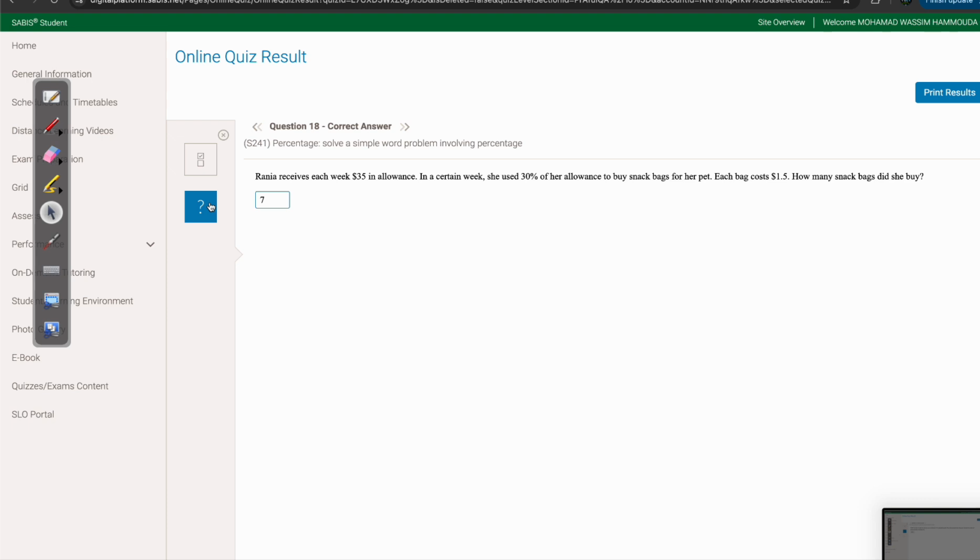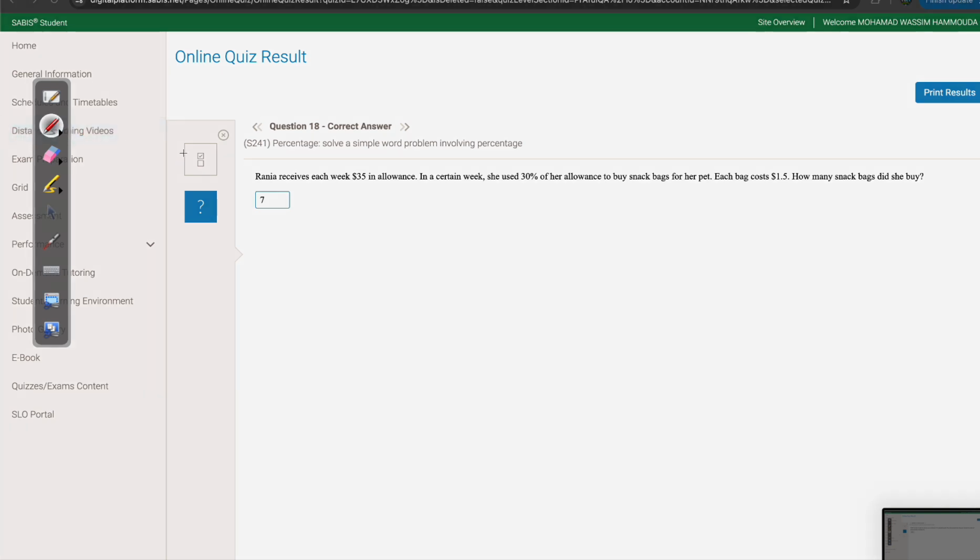Rania receives 35% each week as an allowance. She used 30% of her allowance to buy snack bags for her pet. Each bag costs $1.5. How many snack bags did she buy?